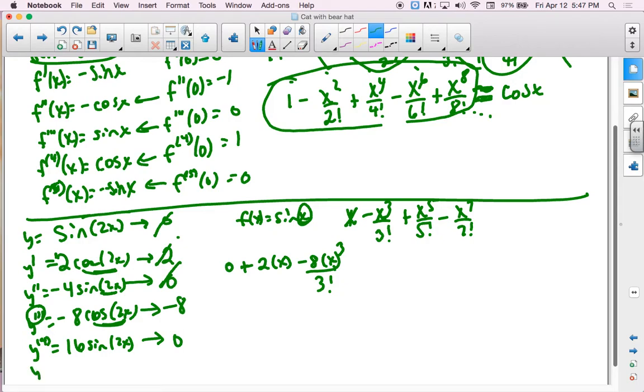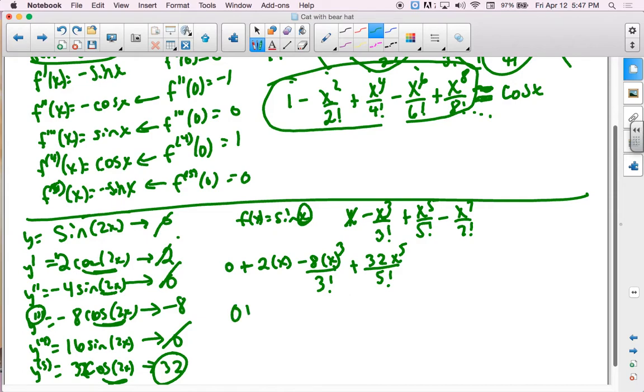Let's do one more. The fifth derivative is going to be 32 cosine 2x. At 0, that's going to be 32. So we lose our x to the 4th, and we're on an x to the 5th. So I get plus 32 x minus 0 to the 5th over 5 factorial.